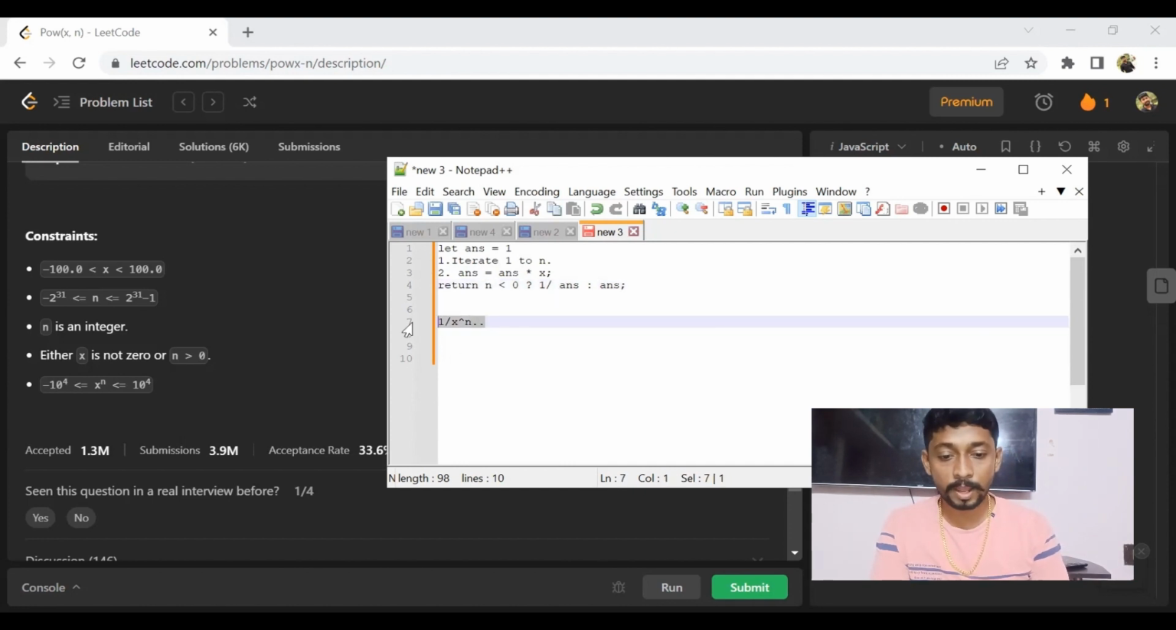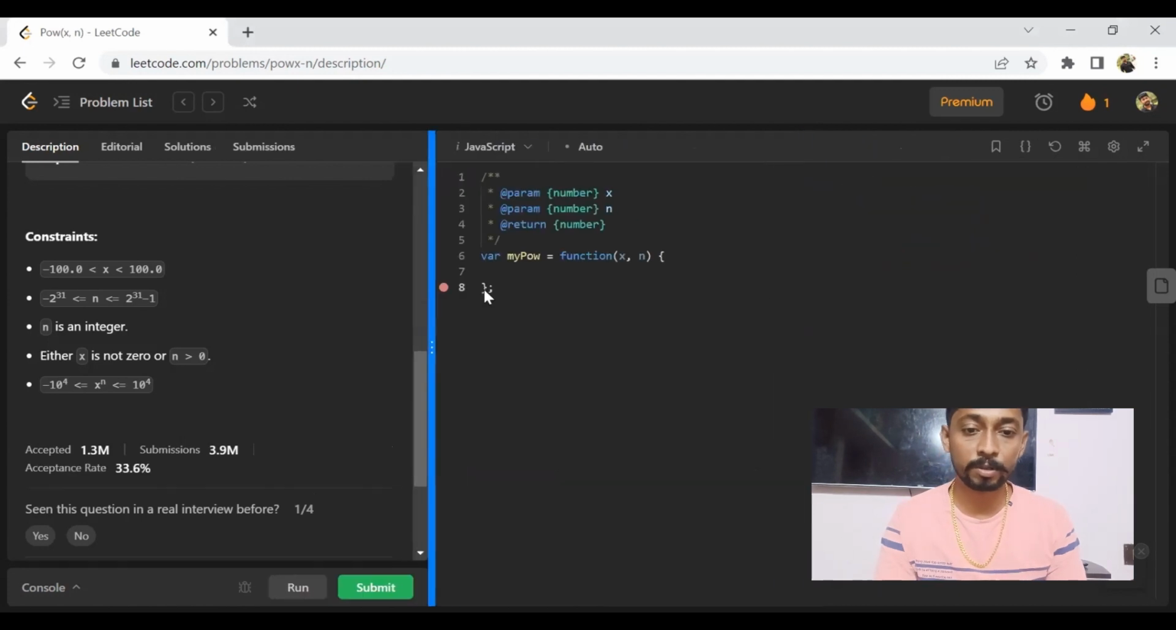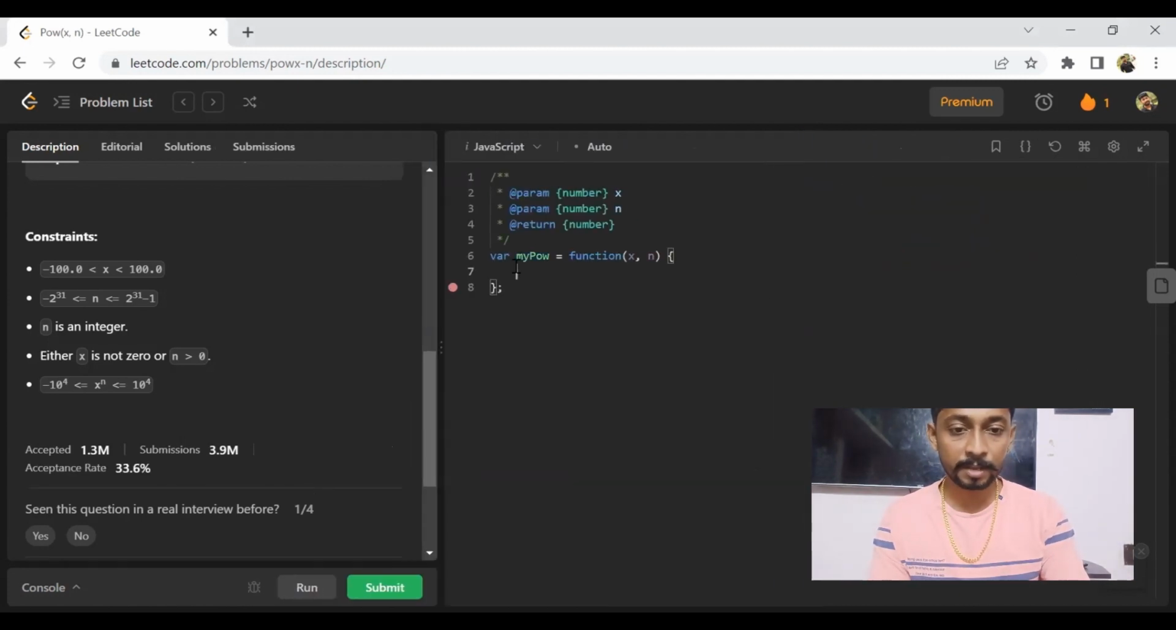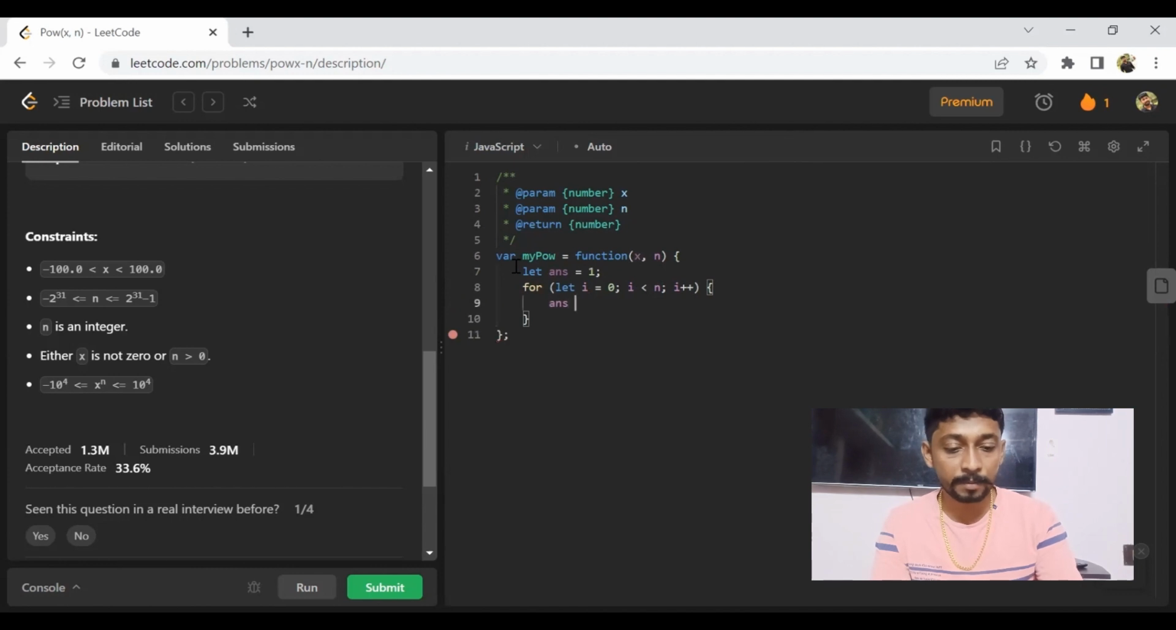Okay, so I will write the code in JavaScript for the brute force approach. The very first time, I will declare answer. Once I declare answer, for i equal to 0, i less than n, increment i, and every time multiply answer with x simply, then finally return your answer. Okay, that's it. What about the negative number?